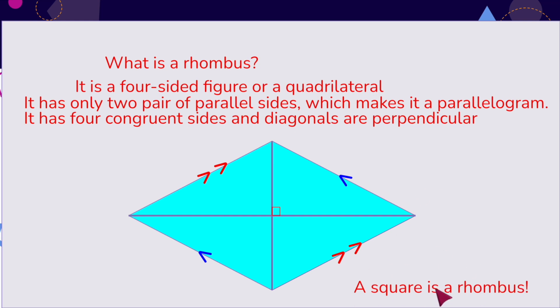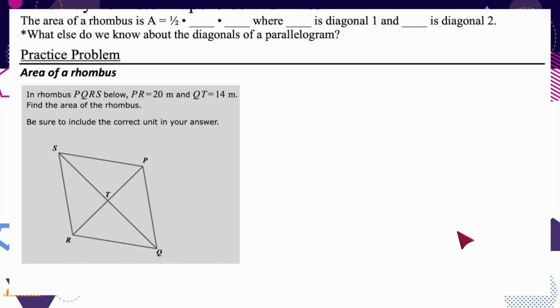But you can see me put down here a square is a rhombus. A rhombus is not always a square, as we can see in this diagram, right? This is definitely not a square, but it's called a rhombus. But all squares are rhombi, okay?